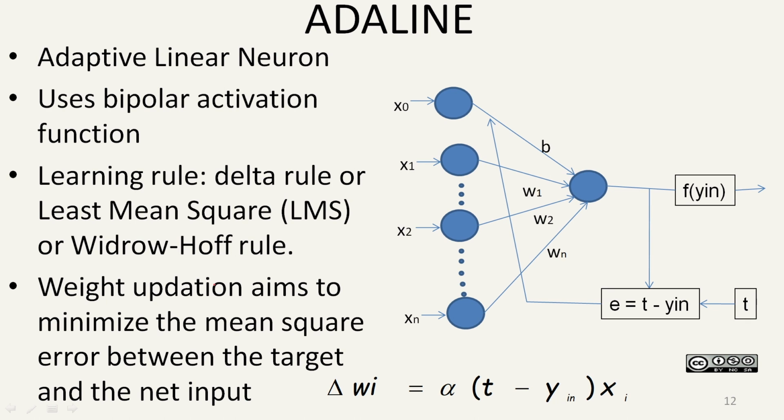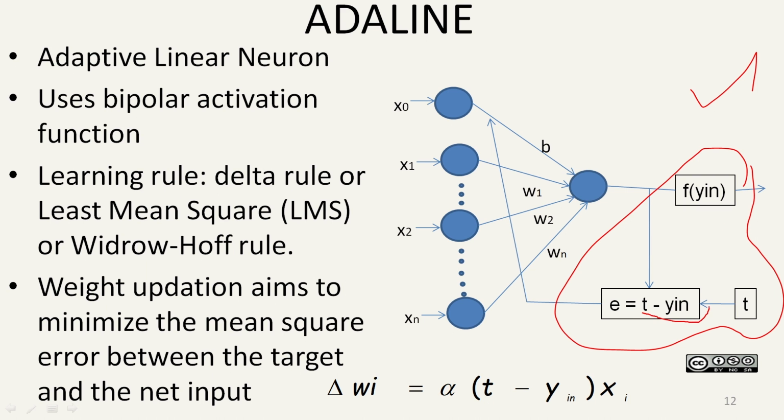Next comes another model, the adaptive linear neuron, that is ADALINE. What you have to understand is the architecture. The architecture seems to be the same as the feed forward neural network architecture. Here you need to calculate something like an error. So what is an error? Error is nothing but the difference between the target and the net input. According to the error, the weight updation has to be carried out.